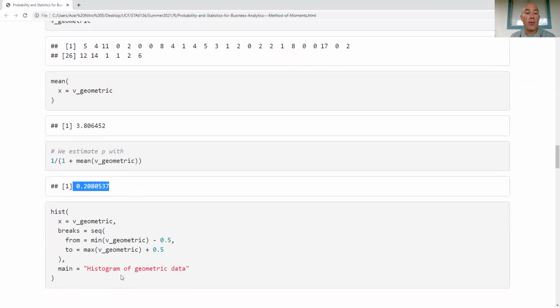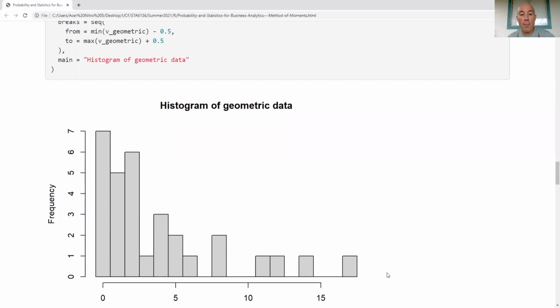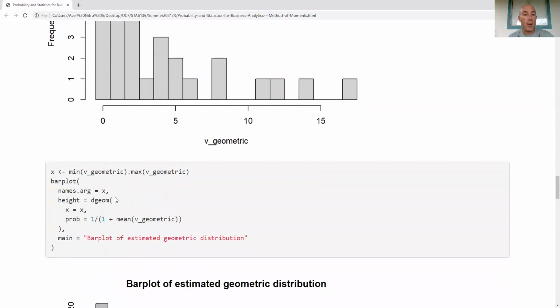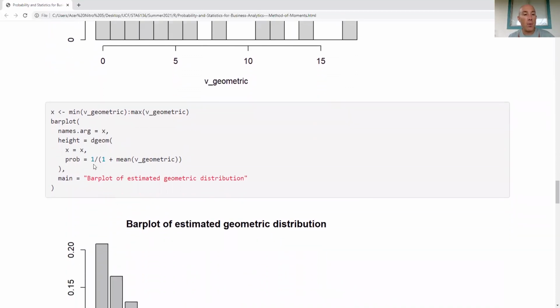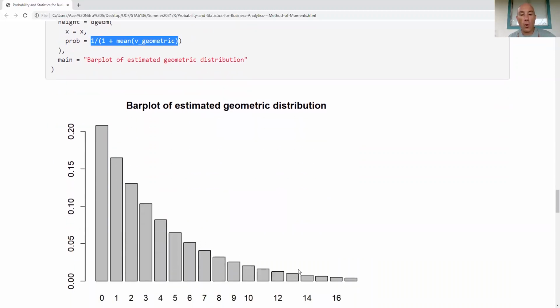All right, so now let's look at the histogram and the distribution to see, do these line up? Am I convinced I made a good choice? All right, here's my histogram. And now if I take my estimated p-value, which is right here in the distribution generation, I can see this curve going down. Now, do these match up?